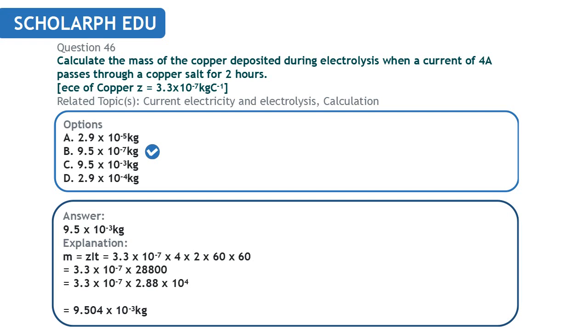Then we are going to do 3.3 times 2.88, which gives 9.504. Then we multiply this by, using our law of indices, 10 raised to power minus 7 times 10 raised to power 4.